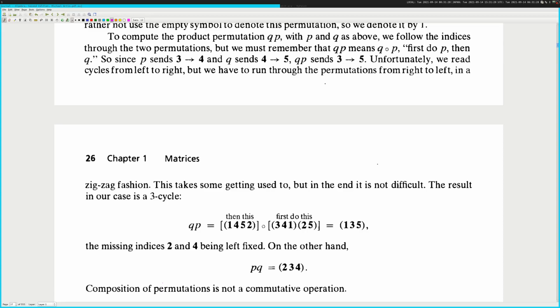First do this, then do this. So let's follow the 2. 2 goes to 5, which goes back to 2. Okay, so 2 is left fixed. 1 goes to 3, which is left fixed, so 1 goes to 3. What happens to 3? 3 goes to 4, which then goes to 5, so that's fine. 4 goes to 1, which goes back to 4, so 4 is fixed. And then 5 goes to 2, which goes to 1, so 5 goes to 1. So yes, this is the correct answer.